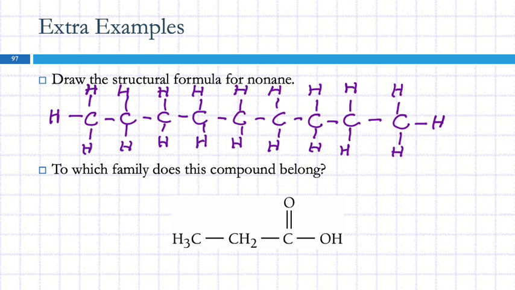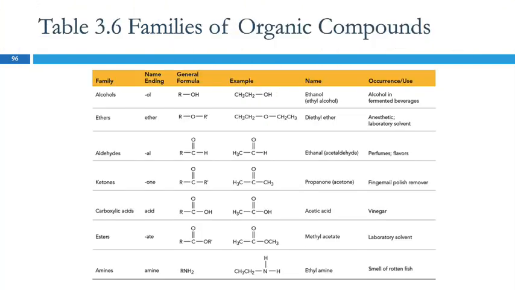Some of these hydrocarbon names will pop up occasionally later on, and so you need to have a clue what they are. And then here's another kind of question: to which family does this compound belong? So we're looking at this part. That's the functional group, right? So if we go back to the table, this is the one that has that functional group. That's the carboxylic acid. Like I said, I'm only gonna ask you about 3, possibly: alcohols, carboxylic acids, and amines.